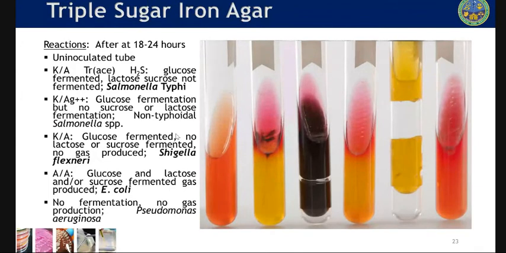Okay. And then for the fifth tube, you have A over A. So glucose and lactose or sucrose is fermented with gas production. Typically for E. coli, you have strong gas production. And then for the last, again, there's no fermentation. If you look at it, it is almost similar to the uninoculated tube, so that would not be an example of bacteria under Enterobacteriaceae.